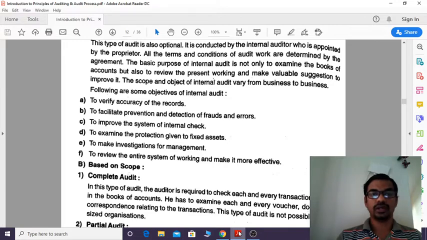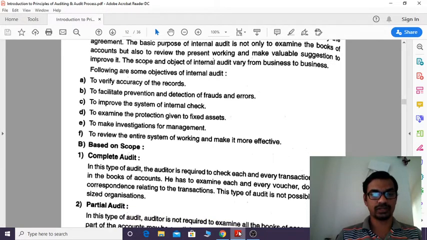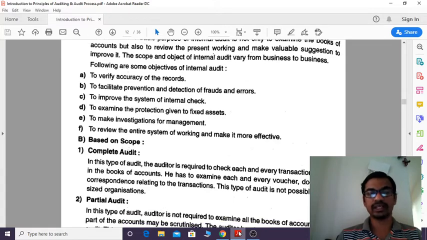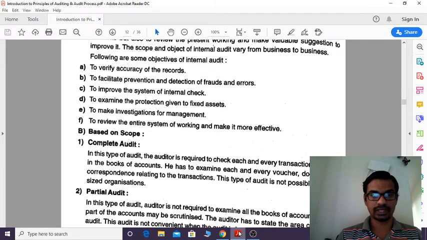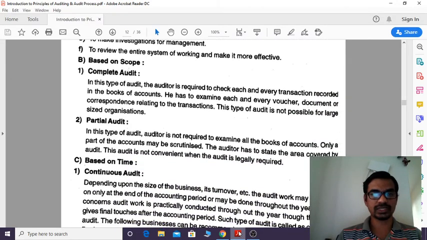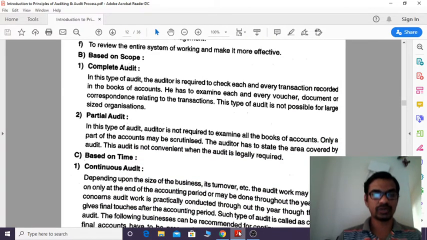And this employee regularly checks the books of account. This kind of audit is called the internal audit. Okay, so that is type number one, based according to the authority. Then based on scope, there are two types: complete audit and partial audit.